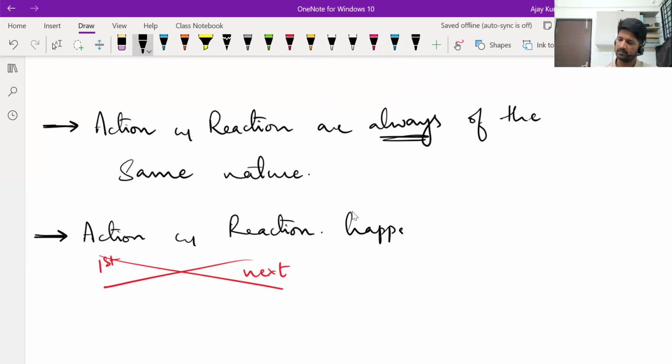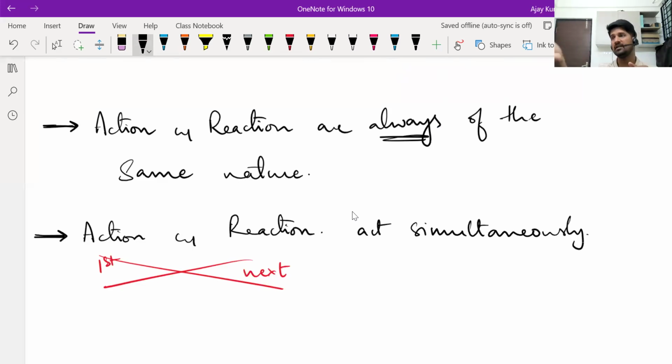Action and reaction happen, or I should say act. They are forces, no? They act simultaneously. It's not like A exerts a force on B and B will exert a force on A some other time. No, at that same time it will be exerting. Okay. So which force you call the action is your choice. The force exerted by A on B you can call the action and the opposite you can call the reaction. Or at the same time, the force exerted by B on A can be called the action and the opposite can be called the reaction.